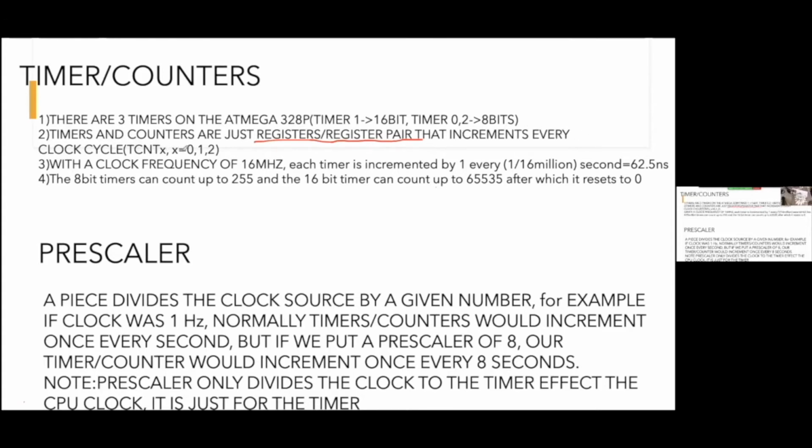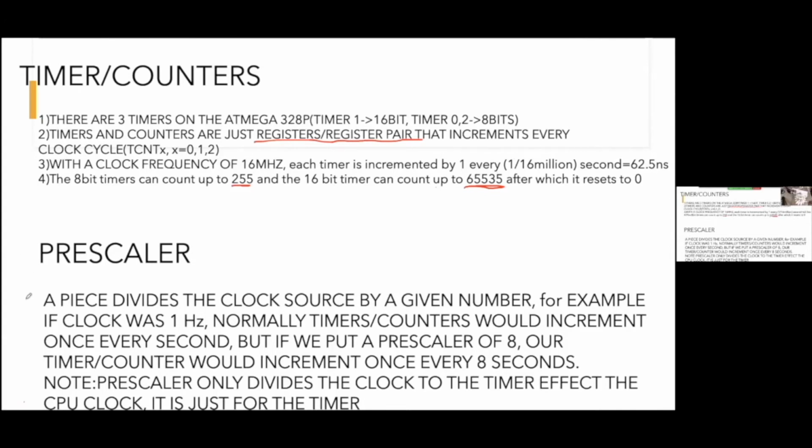They are referred to as timer counter, that is TCNTx, where x can be 0, 1 or 2. With a clock frequency of 16 megahertz, each timer is incremented by 1 every 62.5 nanoseconds. The 8-bit timer can count up to 255 and the 16-bit timer can count up to 65,535, because those are the maximum values you can get with 8 bits and 16 bits, after which it resets to 0.